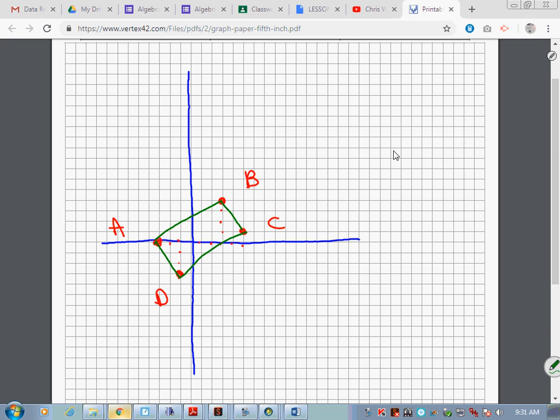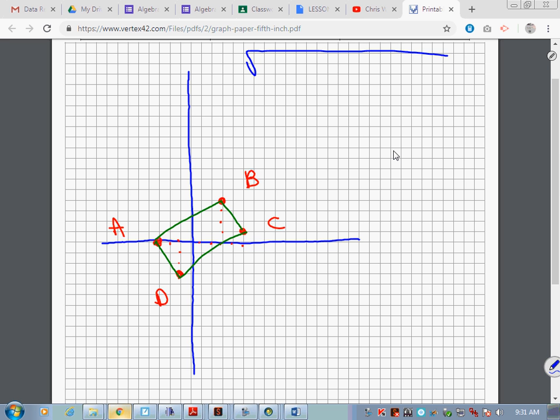If those had been nice, neat, horizontal and vertical lines, this would have been pretty easy. To find perimeter and area, what do I need to do? I need to find distances. We can go through the process of using the distance formula given our coordinates, correct? In fact, let's write up what the distance formula is, because I'm sure some of you have already forgotten.